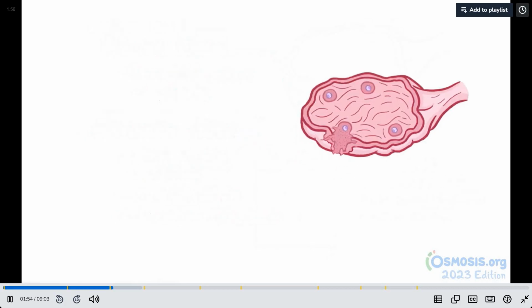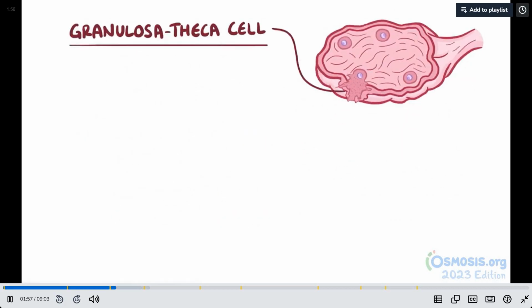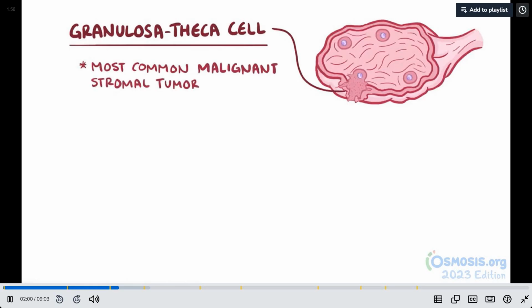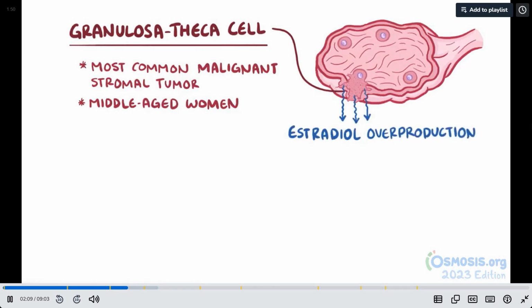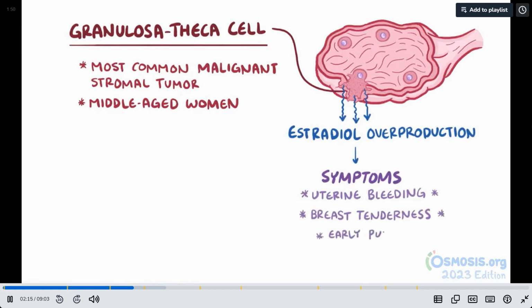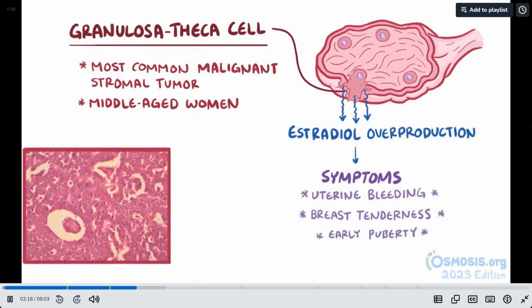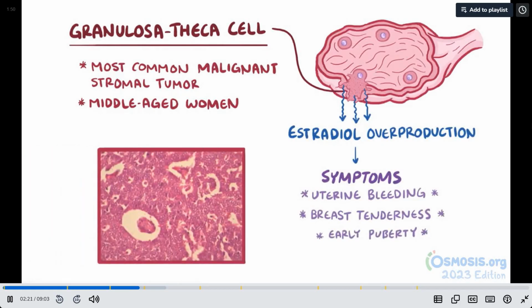The first main type of sex cord stromal tumor is a granulosa theca cell tumor, and these are the most common malignant stromal tumors and are associated with middle-aged women. These tumors often end up producing way too much estradiol, and this can cause very specific hormone-associated symptoms like uterine bleeding, breast tenderness, and early puberty in young girls. Under the microscope, these tumors classically develop little fluid pockets scattered throughout the tissue that are called Call-Exner bodies.